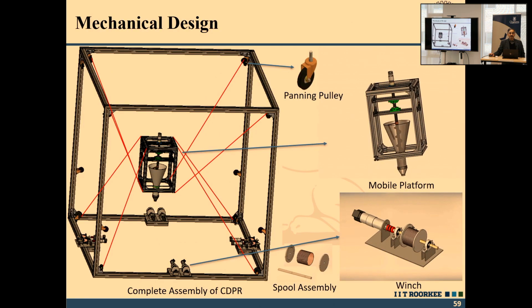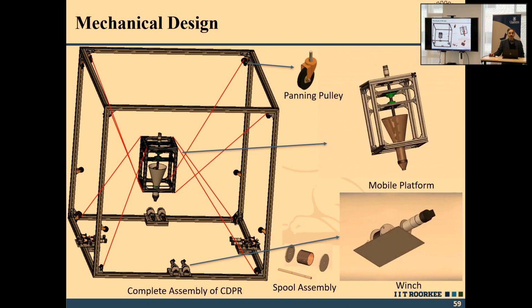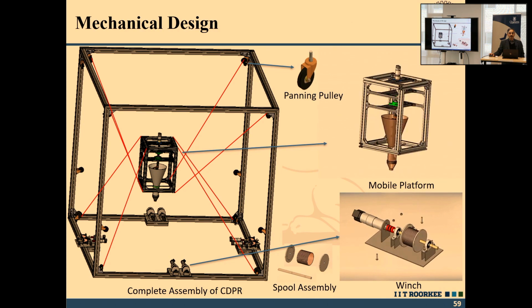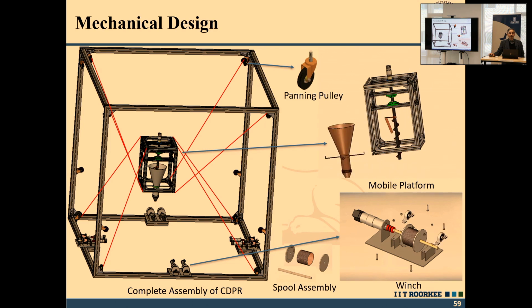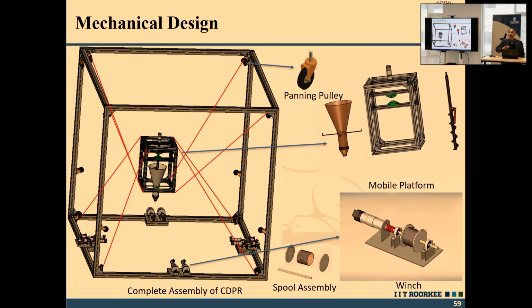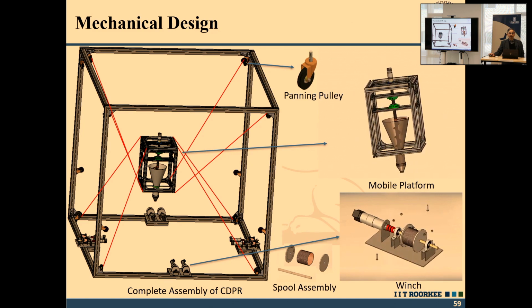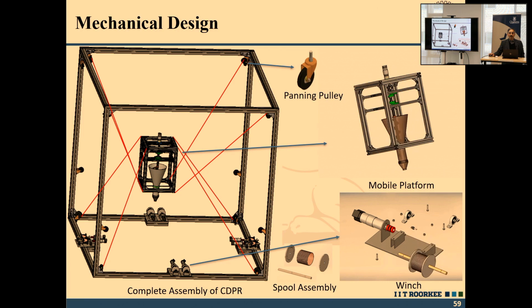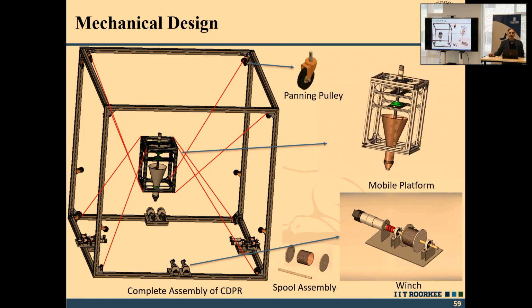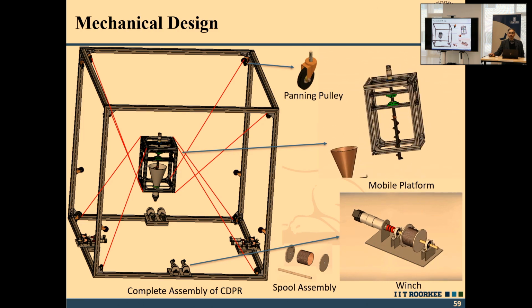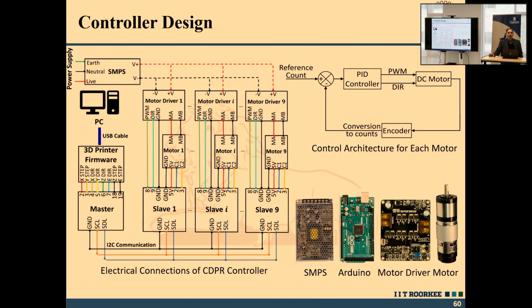So, this is how our structure looks. This is the mobile platform where the concrete is fed through a funnel over here. We have a screw to turn and mix the concrete, and this platform is pulled through these cables, which are actuated by motors over here. This is the winch and this is the mobile platform which we designed, and these are the panning pulleys. This is the controller design which we carried out.